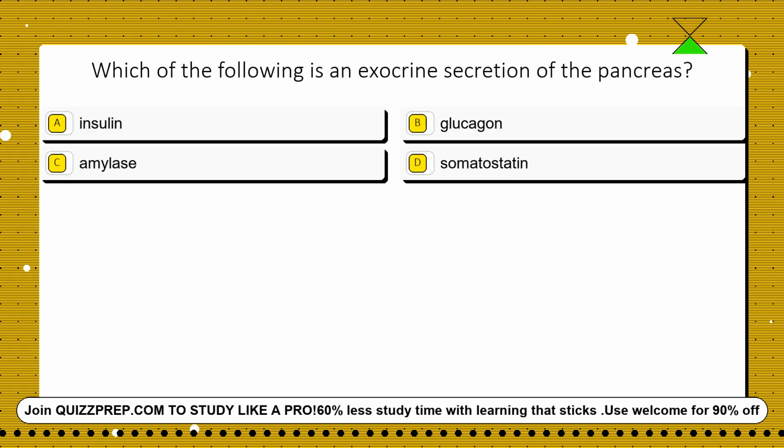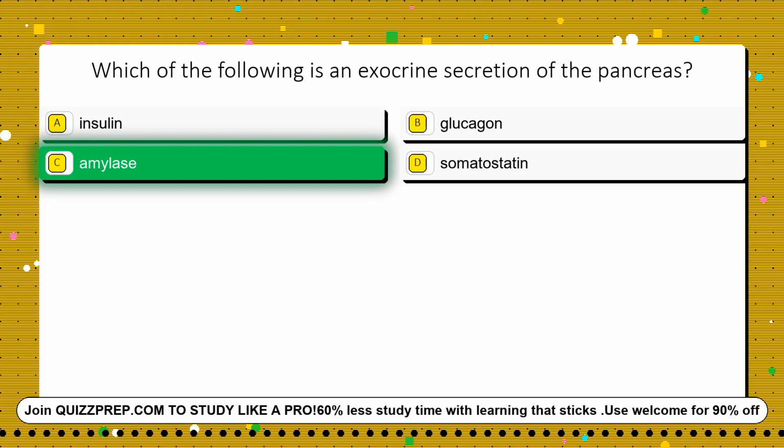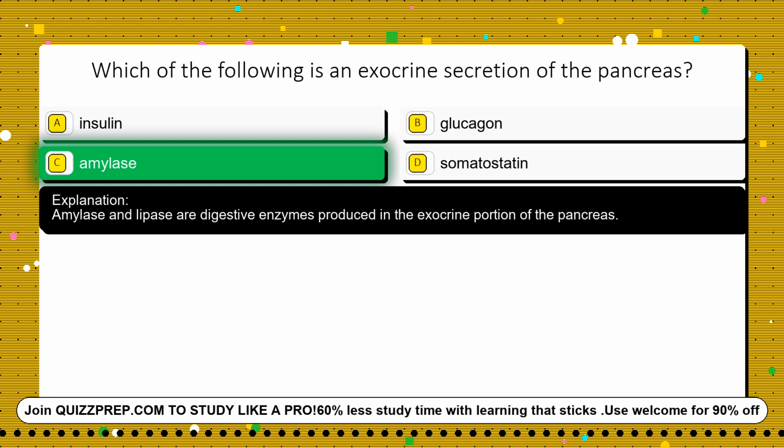Question 97. Which of the following is an exocrine secretion of the pancreas? Option A. Insulin. Option B. Glucagon. Option C. Amylase. Option D. Somatostatin. The correct answer is option C. Amylase. Amylase and lipase are digestive enzymes produced in the exocrine portion of the pancreas.